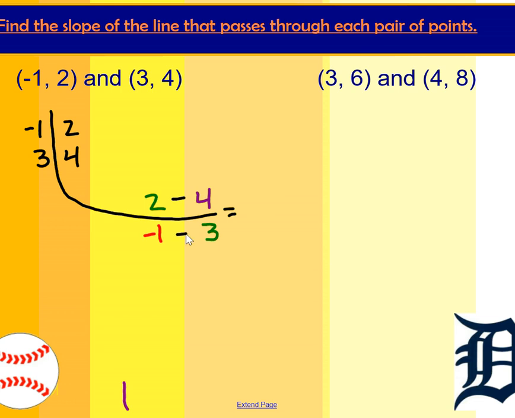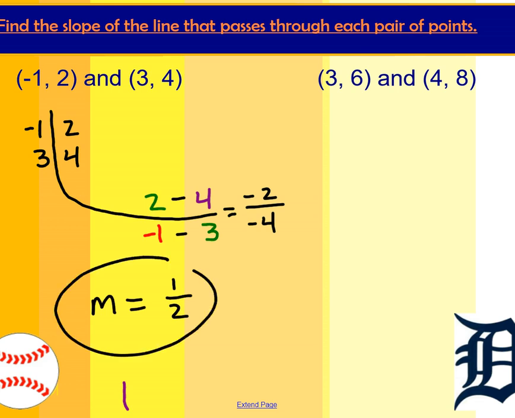So 2 minus 4 is negative 2. Negative 1 minus 3 is going to be negative 4. Negative 2 divided by negative 4 gives us a slope of 1/2. So that's the stack and slide method.